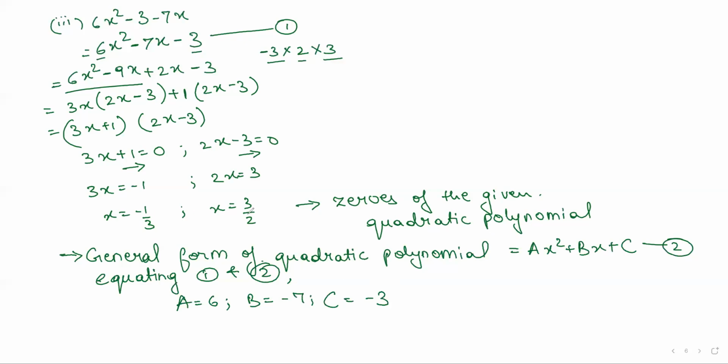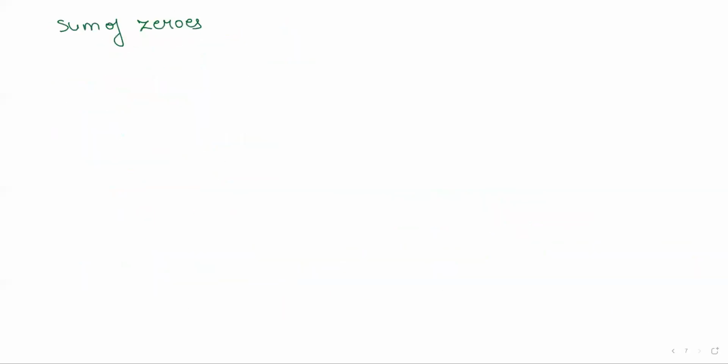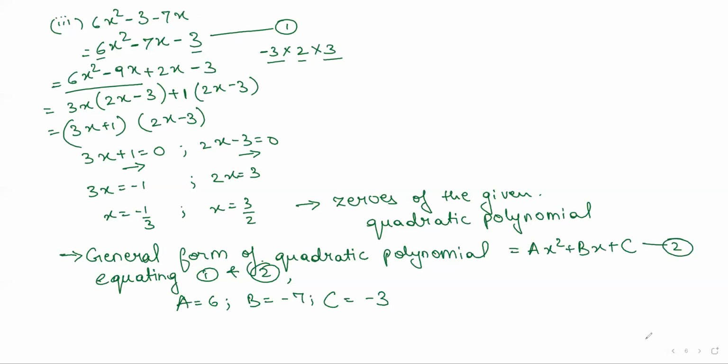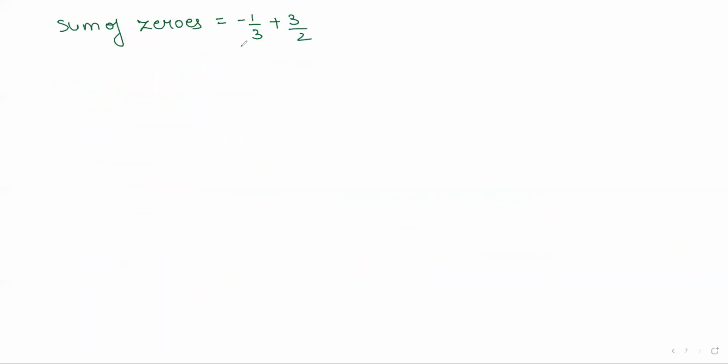Now, sum of zeros. The zeros you have are minus 1 by 3 and plus 3 by 2. So you've just added these two zeros with their signs. You'll have to cross multiply to have minus 2 plus 9 upon 6, which is 7 upon 6.